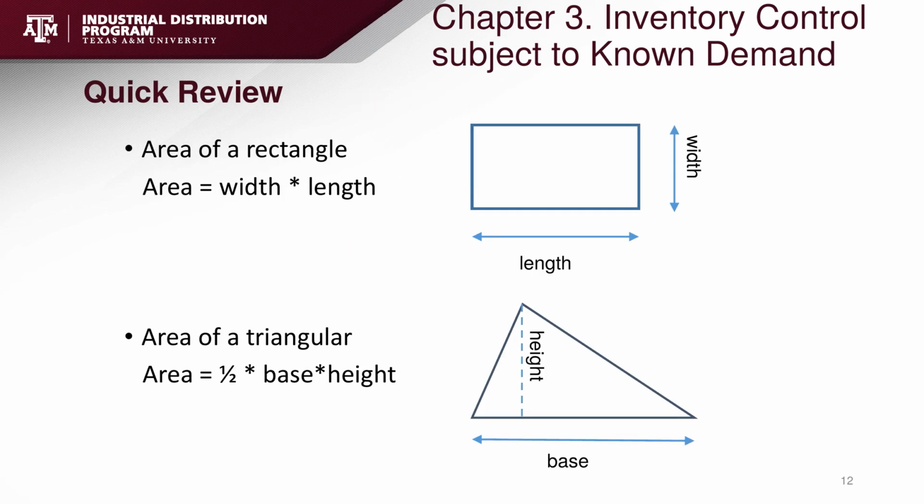Alright, before we move forward, a quick refresher. Area of a rectangle is just width times length. Area of a triangle is 1/2 times base times height. That's really all the math we need to derive the core EOQ results.